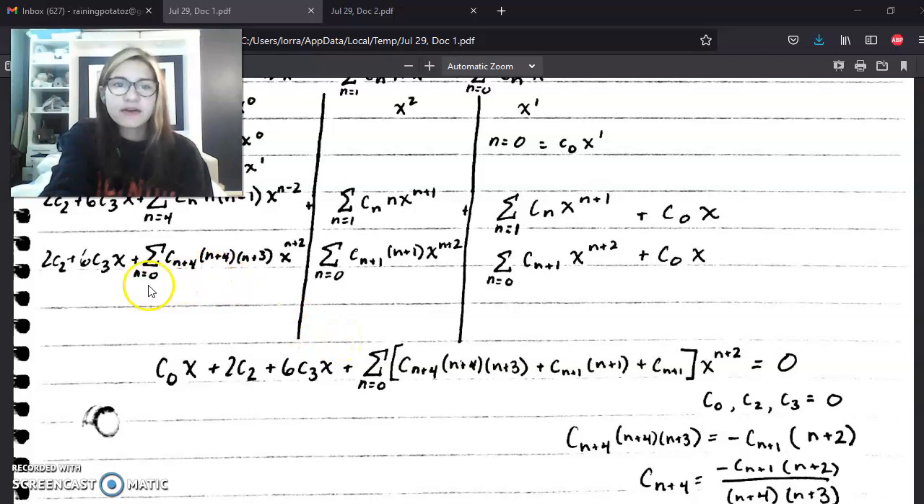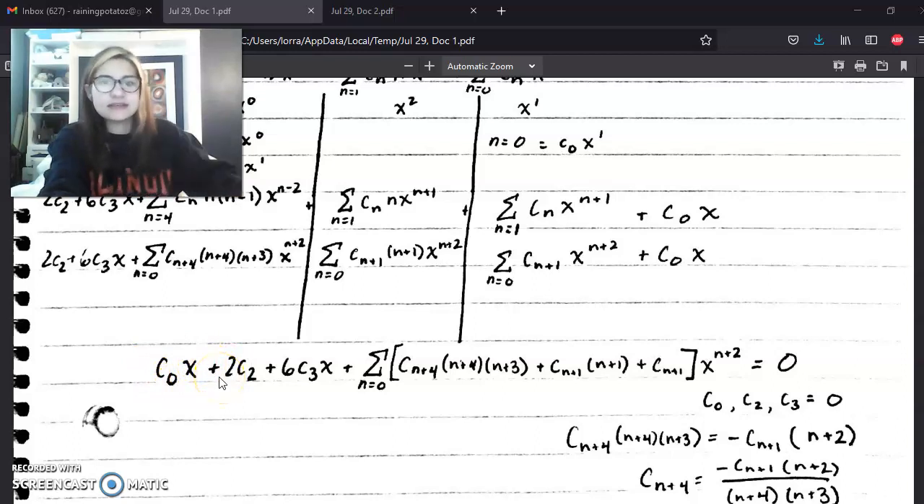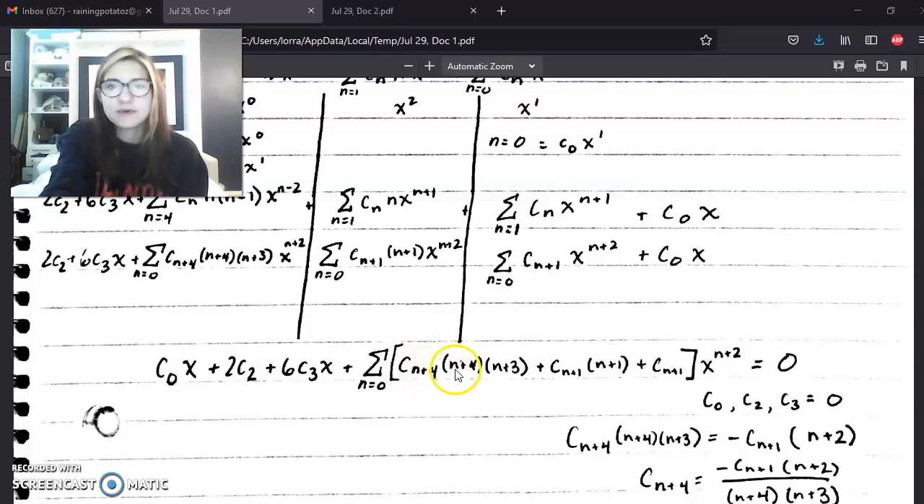Now that all of the indexes are the same and the x's are at the same multiplicity, you can add this entire equation together to get c0 x plus 2c2 plus 6c3 x plus the summation starting at 0 of c_(n+4)(n+4)(n+3) plus c_(n+1)(n+1) plus c_(n+1), x to the n plus 2, is equal to 0. Because of this, in order to make this statement true, c0, c2, and c3 all have to be equal to 0. And then you can solve for c_(n+4).